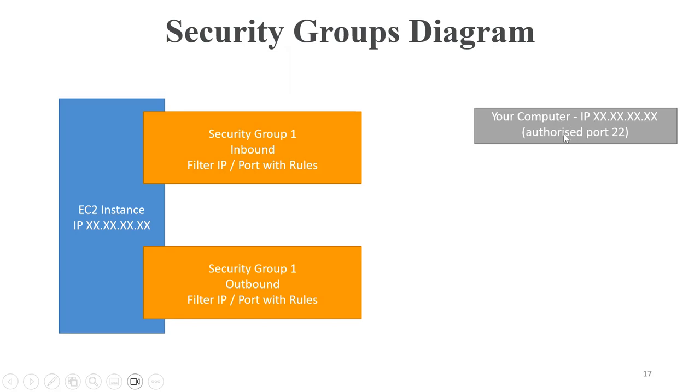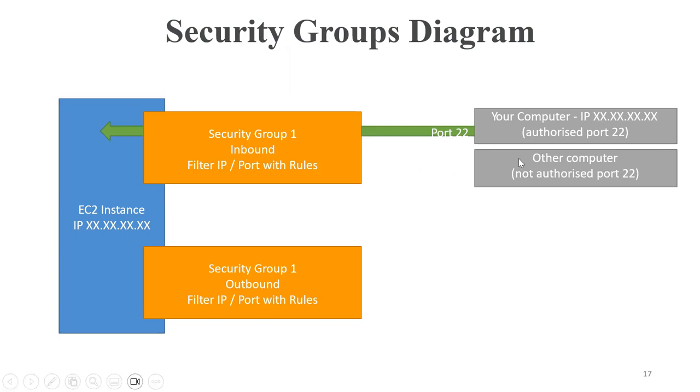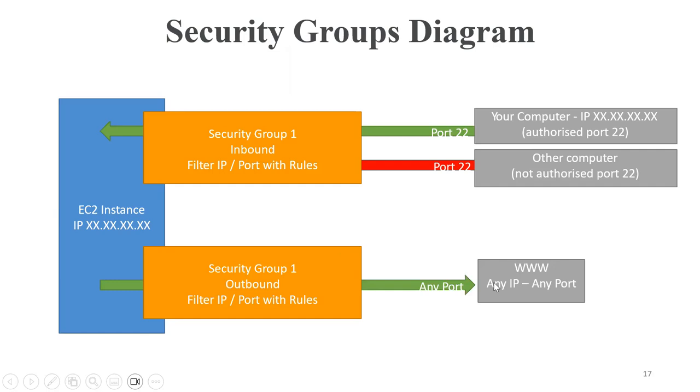Suppose you are trying to access from your computer, authorized port 22. That will be allowed through this security group as an inbound rule if you define it. Or from another computer: it is allowed only for your IP address, but other IP addresses are not allowed. That means it will be blocked here itself. It won't allow entry to that EC2 instance. This is at the network level itself, it will be blocked. But outbound, any IP, any port is allowed by default.